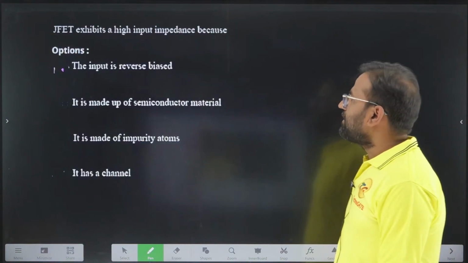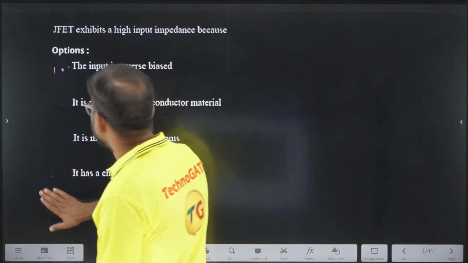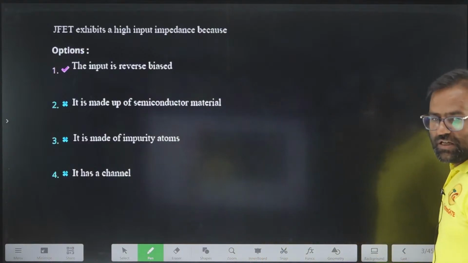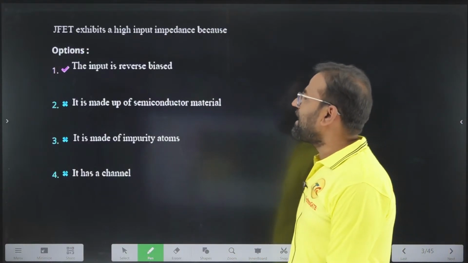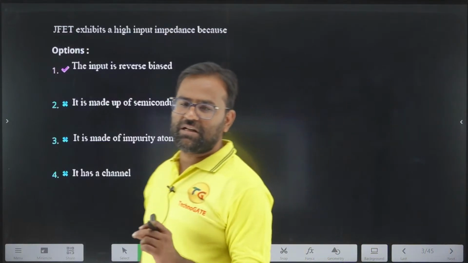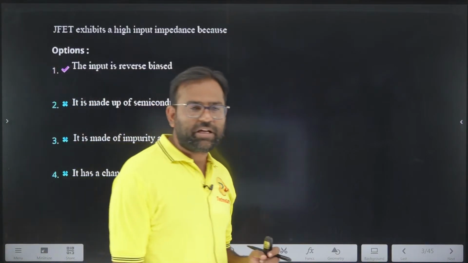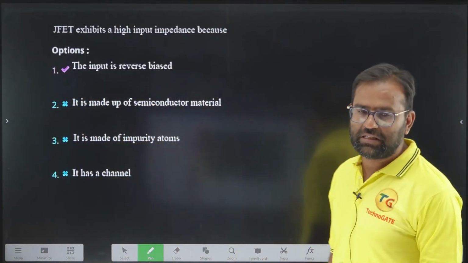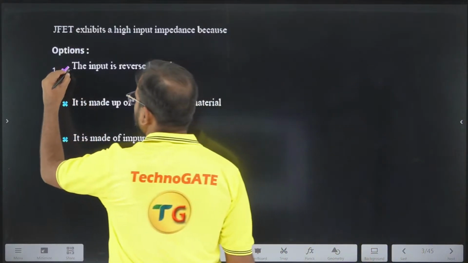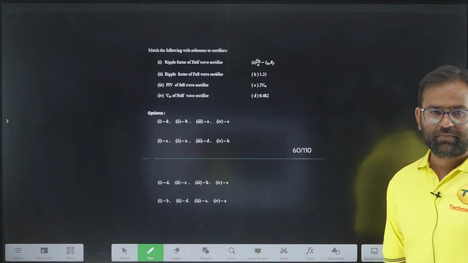Let's go to the next option. What it says is that JFET, junction field effect transistor, has high input impedance. Why will any semiconductor device show the high resistance? The idea is any semiconductor device will show high resistance only because that junction is reverse bias. So without any second thought, you can mark correct on this option.